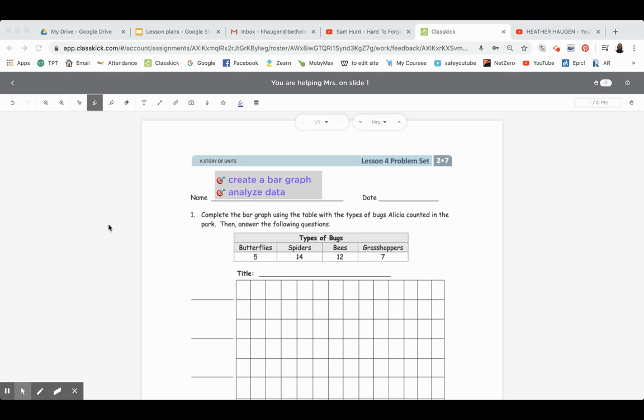Hey everybody! Today we're going to work on our lesson 4 problem set in our blue math packet, so please have that ready to go in front of you. Today we're going to be, again, creating a bar graph and analyzing the data.